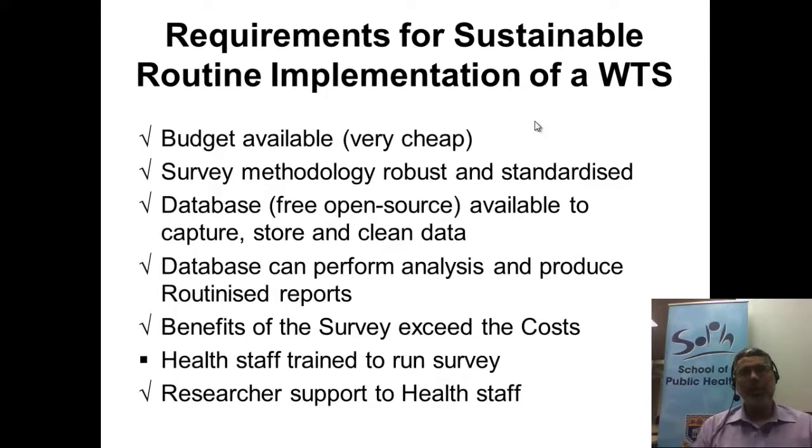Okay, so the requirements for running a sustainable waiting time survey. You obviously need a budget, although it's very cheap. All you need to do is print the forms and pay the field workers. Then you enter the data in a database that is already available, so there's no cost there. The cost is just the time in entering the data. Okay, the survey methodology is clearly robust and it's standardized, which means that because it's robust and standardized, anyone can do it, and also you can repeat it over periods of time to assess what effect any interventions you have done have had on the waiting time, and hopefully they will have reduced it. Okay, the database performs the analysis and produces routinized reports, so all the graphs and the tables you saw, they came in an automated way from the actual database, so the database produced them.